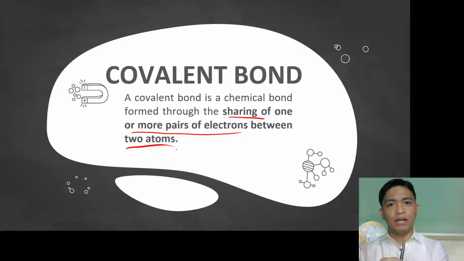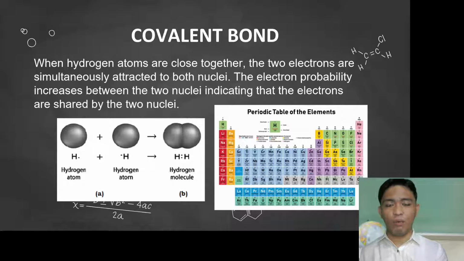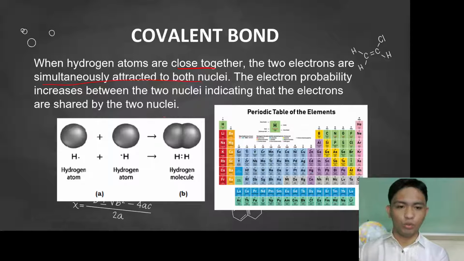Kung kay ionic, merong involved na transfer of electrons. Kapag covalent naman, nag-share lang ng electrons. Let's take for instance the water that we've given a while ago. Okay, so when hydrogen atoms are close together, the two electrons are simultaneously attracted to both nuclei. So the electron probability increases between the two nuclei, indicating that the electrons are shared by the two nuclei.